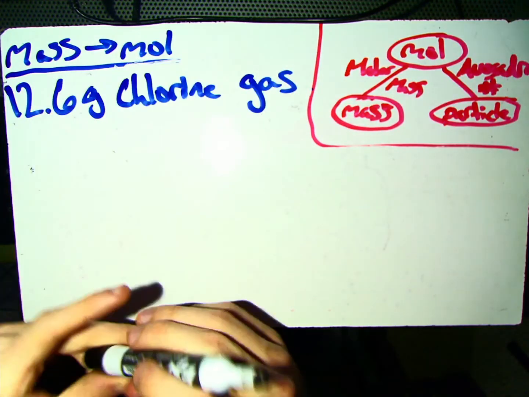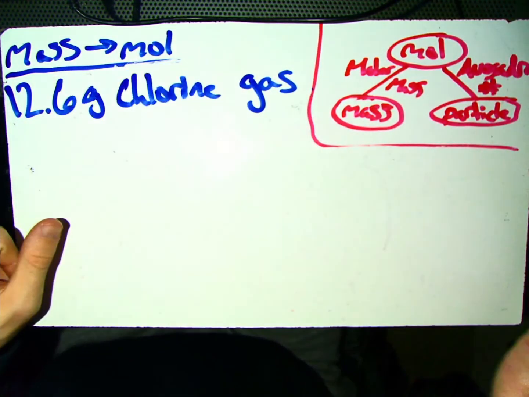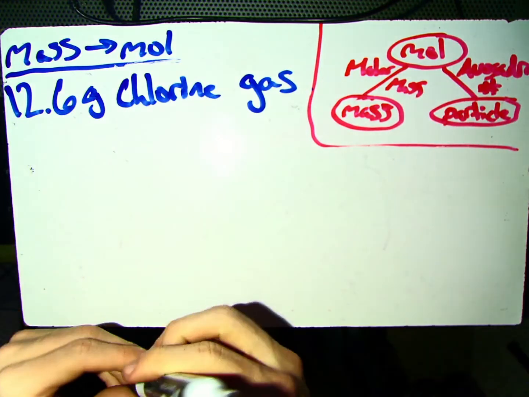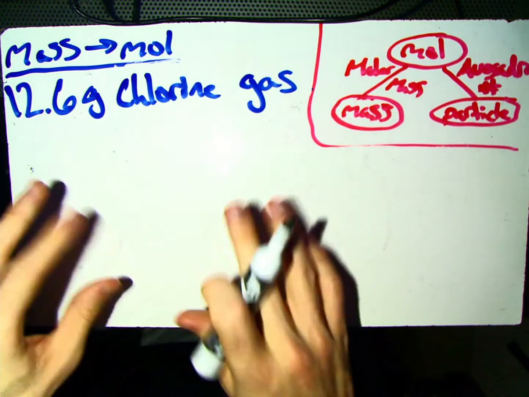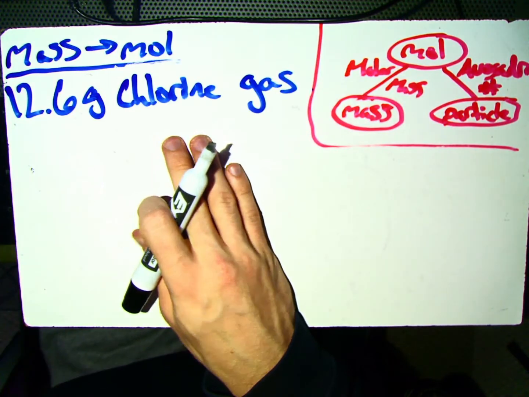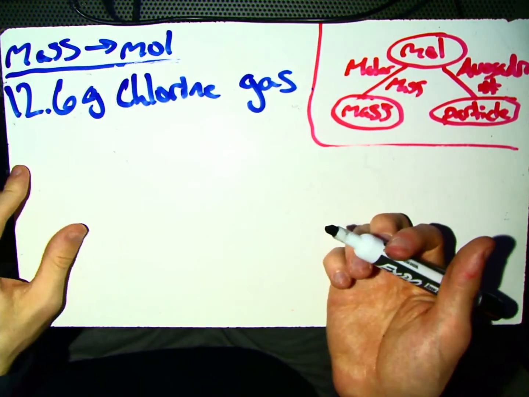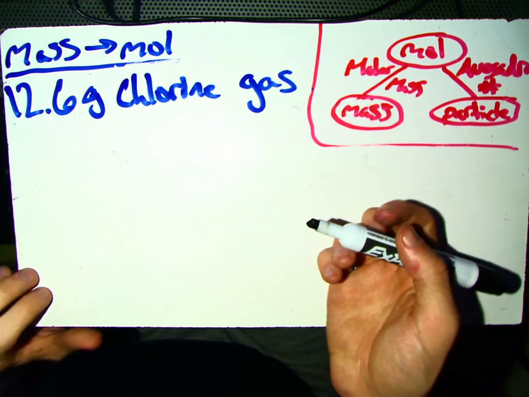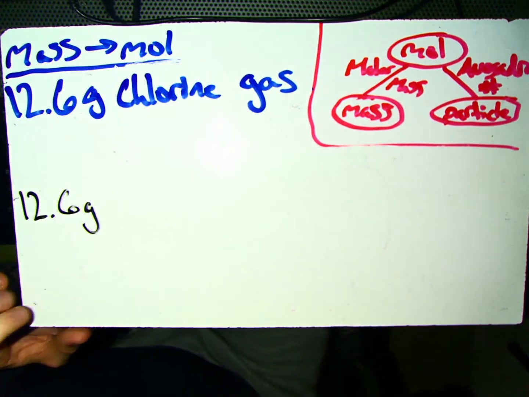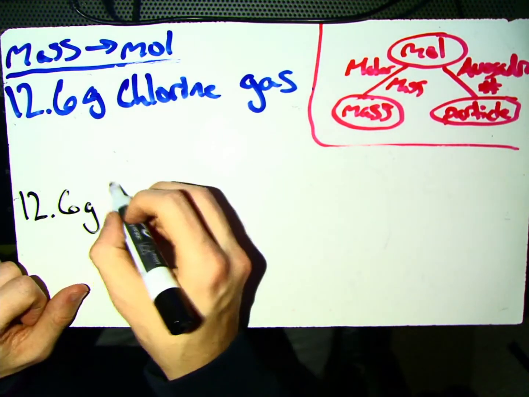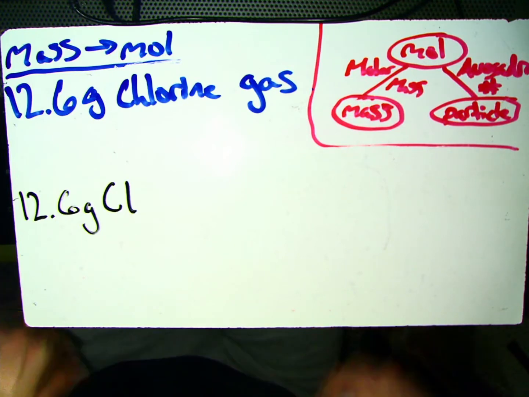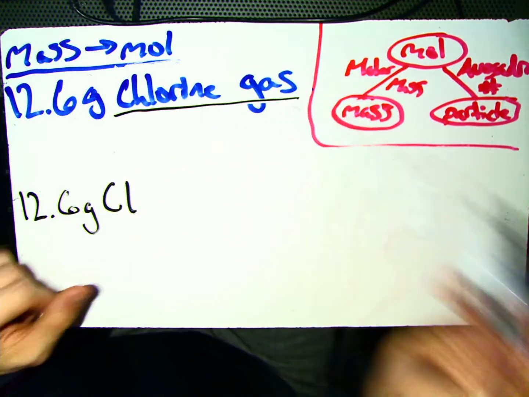Okay, I wanted to do one last conversion of mass to moles, mainly just to illustrate one concept that you don't want to mess up. All right, let's look at our scenario. We have 12.6 grams of chlorine gas, and I want to get that to moles. So what do we do? We always start with our given, right? 12.6 grams chlorine gas, Cl. What's wrong with this? Well, the answer is right here, chlorine gas.